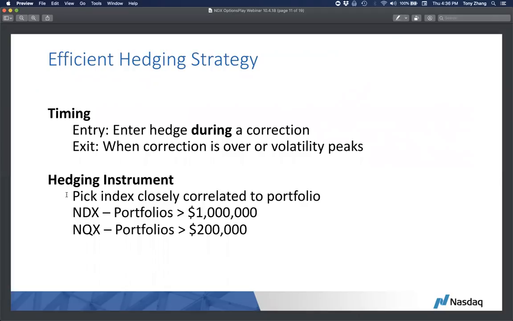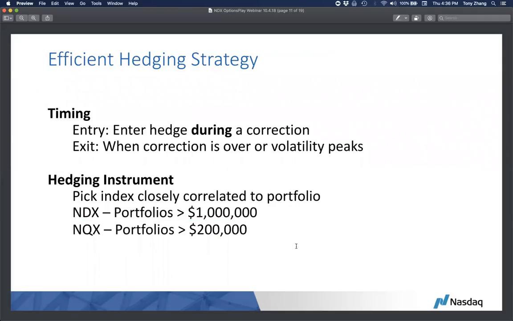Now, when it comes to portfolio sizing, which I will get a little bit more in depth on the next slide, that really depends on the size of your portfolio to help you decide which one of the index options are suitable for you. So we talked about the NDX being a $7,500 index, which means that the notional value of each contract is $750,000. So it's really suitable for portfolios that are greater than $1 million. For those of you that have portfolios smaller than that, you might want to consider the NQX, which is around a $150,000 notional contract. So this is really useful for portfolios greater than roughly about $150,000 to $200,000.